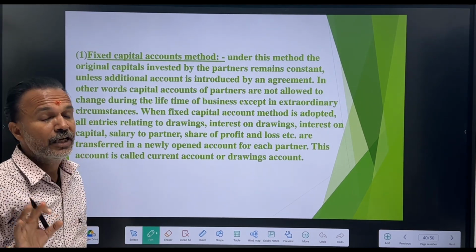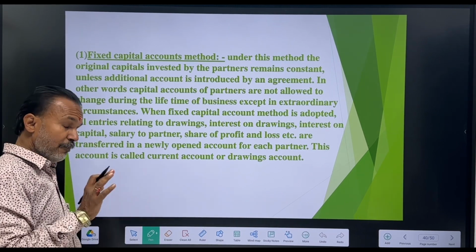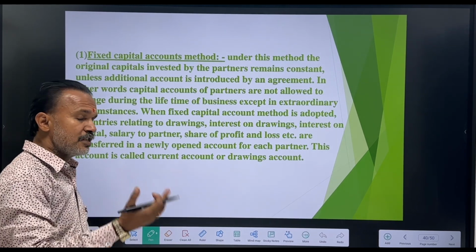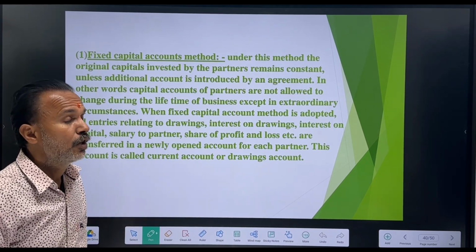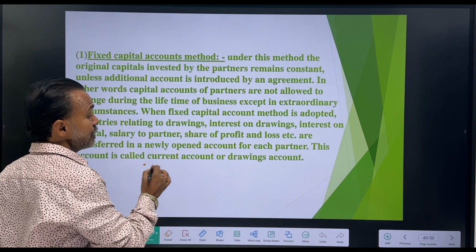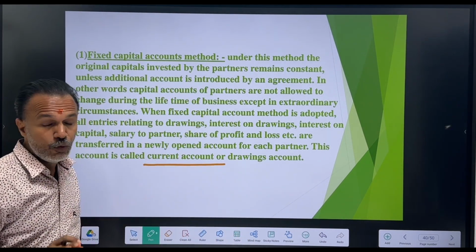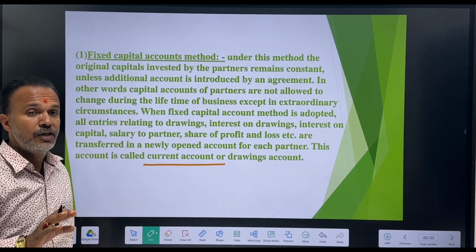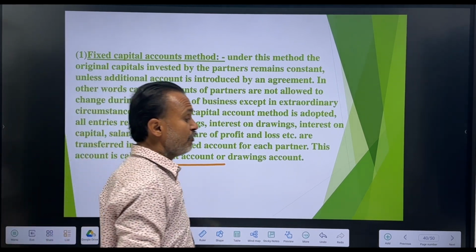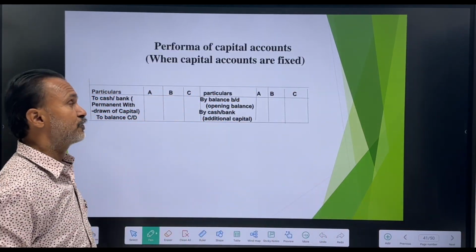And all entries relating to drawing, interest on drawing, salary, commission, PL appropriation, profit, etc. are transferred to a newly opened account. This newly opened account is called current account. In other words, we can say that in the case of fixed capital account, we prepare two accounts. First is called partners capital account and second is called partners current account. The format of partners capital account and partners current account is as follows.